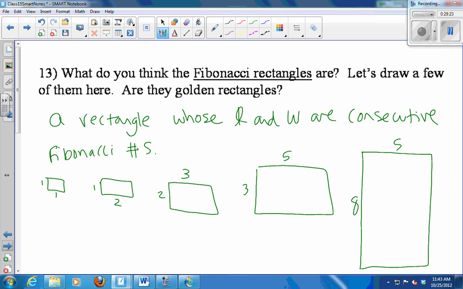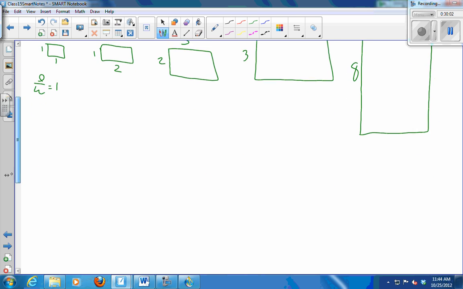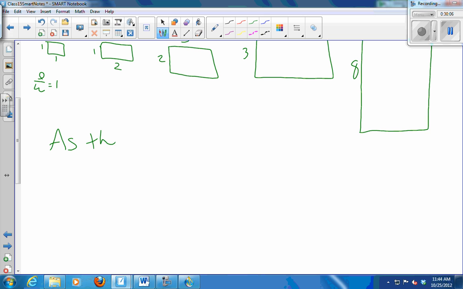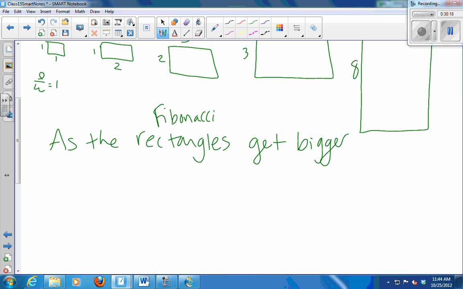Are Fibonacci rectangles golden rectangles? Is the length divided by the width the golden ratio? For all of them? Only really big ones, yeah. Because here the length divided by the width is 1, right? That's not really close to 1.618. But as we go further out in the Fibonacci list, one of the things we discovered last class was that the ratio of the bigger number to the smaller number is approaching 1.618. So as you go further out in the list, they become more and more golden. Okay. So as the Fibonacci rectangles get bigger, they get more golden.